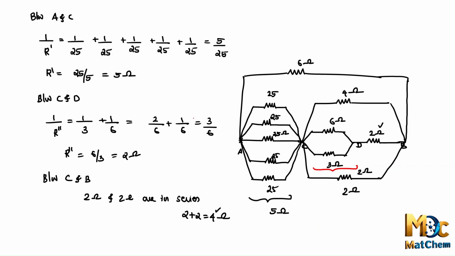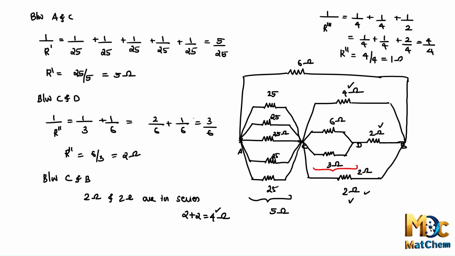Now, this 4 ohm resistance, this 4 ohm resistance and this 2 ohm resistance are in parallel between C and B. So what we can calculate? 1 by R triple dash is equal to 1 by 4 plus 1 by 4 plus 1 by 2, that is equal to 1 by 4 plus 1 by 4 plus 2 by 4, that is equal to 4 by 4. That is R triple dash is equal to 4 by 4, that is equal to 1 ohm.